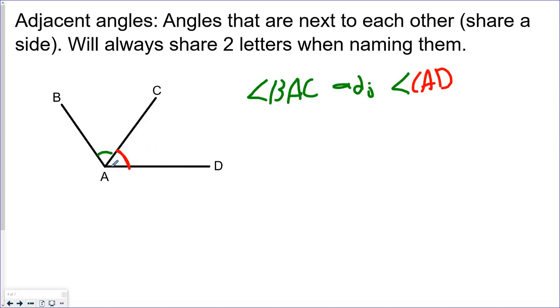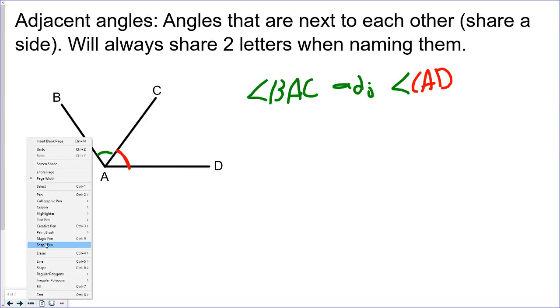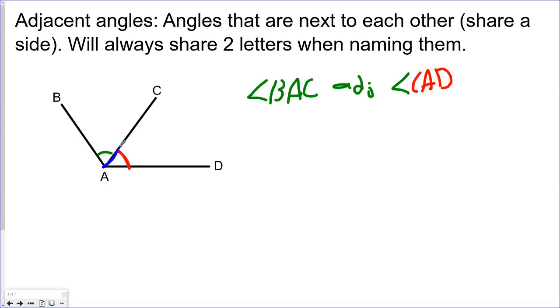So in this case, they both share, we'll get yet another color here, this middle side, AC here. Both the angles come off of this line. BAC goes along that side, and CAD also goes along that side. So they may not be congruent, but they both share a side, and therefore they're both adjacent. And one telltale way you can tell if two angles are adjacent is that their naming will share two letters.